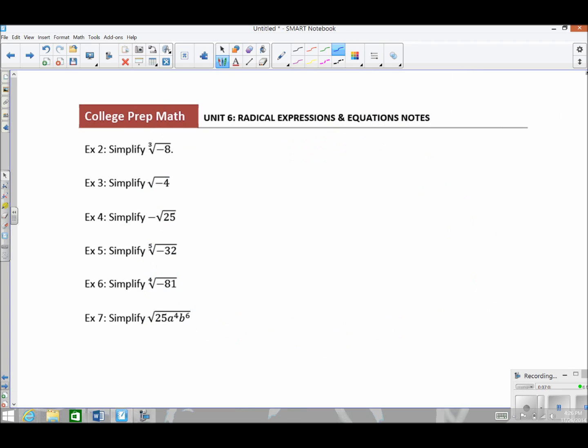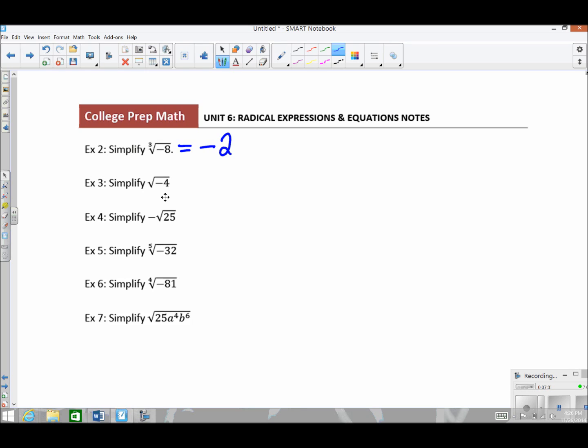So let's actually look at simplifying. This first one here, when we want to simplify the cube root of -8, it's asking us, what number do we have to multiply by itself 3 times in order to get -8? Well, I know that the answer has to be a negative, because if I want to multiply a number 3 times and get a negative, I have to have a negative to start with. And the number that multiplied 3 times gives 8 is 2. So my answer is -2.